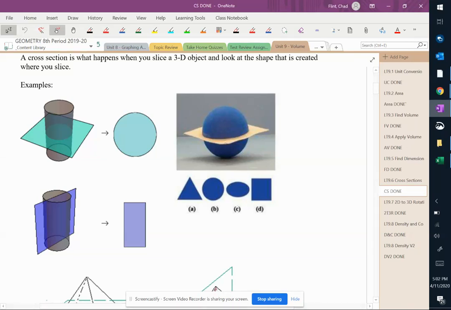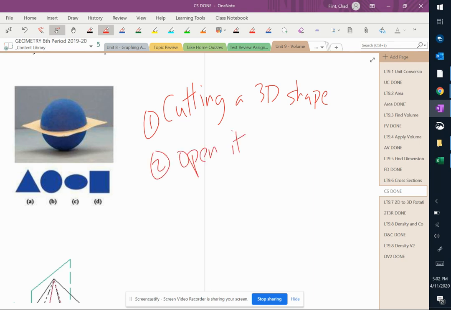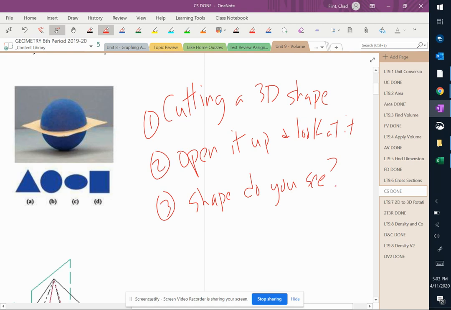Okay, so kind of a disclaimer here with cross sections. Cross sections are weird and they're very hard to think about, primarily because it's really hard to draw a good picture of them. So, my thing that I always say about cross sections is you have to think of it this way: you are cutting a three-dimensional shape, then you are going to open it up and look at it. And then what you're saying is, what shape do you see? And if you could see my hands and how they're moving, you're really making a slice.